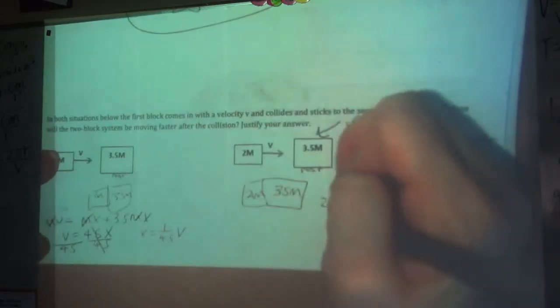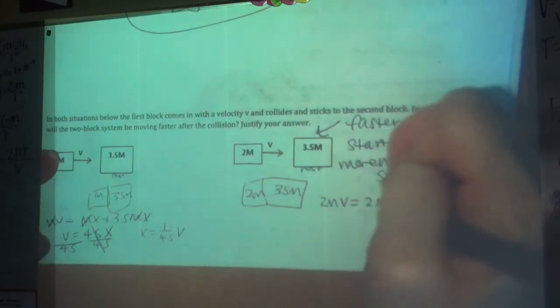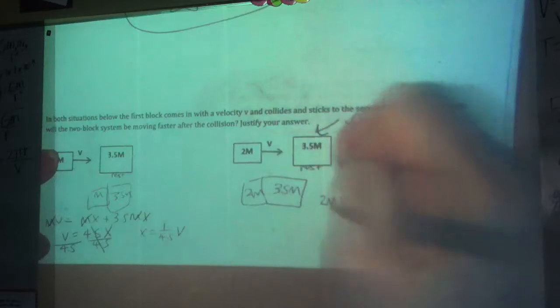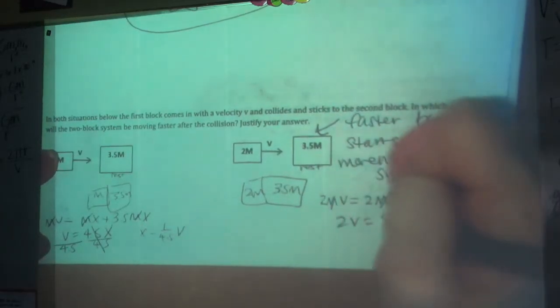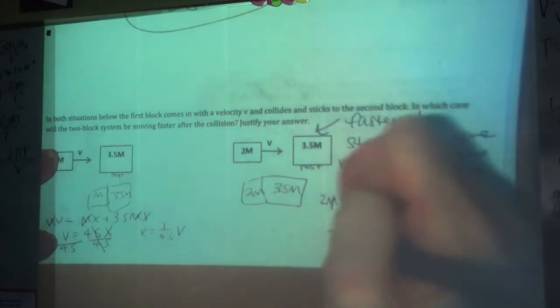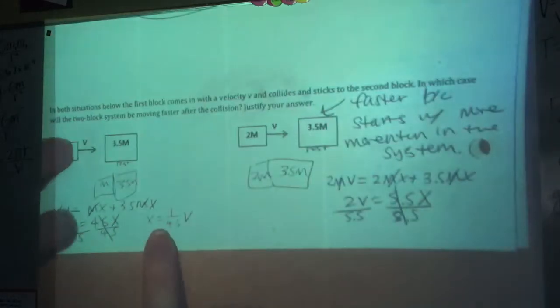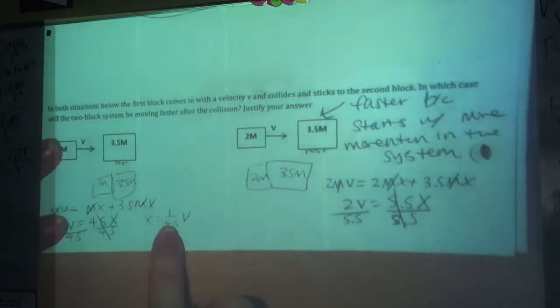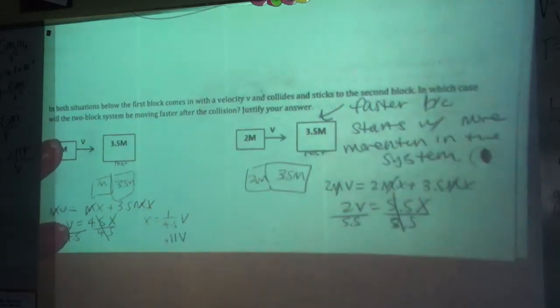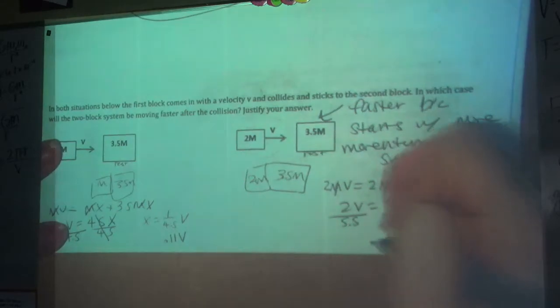Here you've got 2mv is equal to 2mx plus 3.5mx. The m's cancel out again. 2v is equal to 5.5x, so divide the 5.5 over. Now these are not nice numbers, so I just put it in decimal form so I could see the comparison. So that is 0.11v, and then this one is 0.36v.